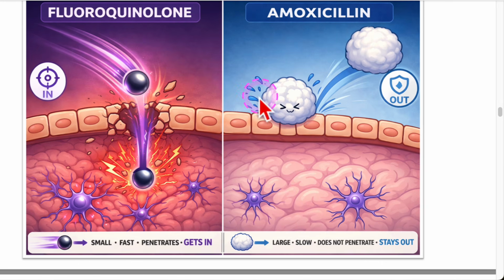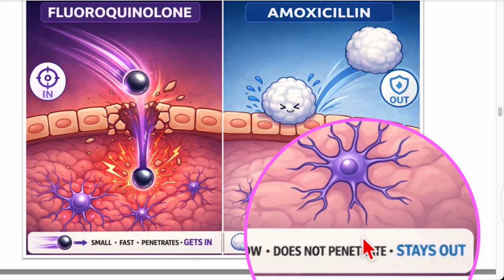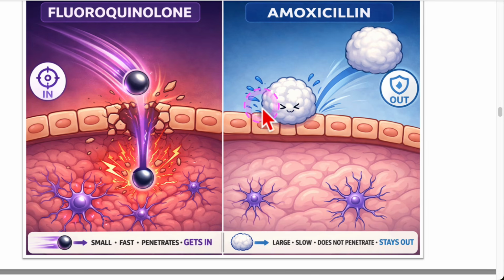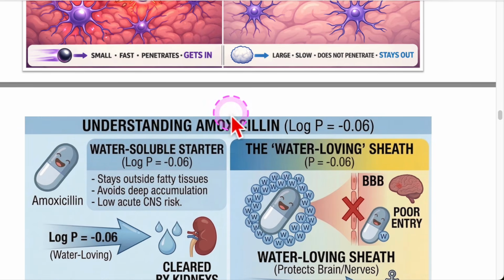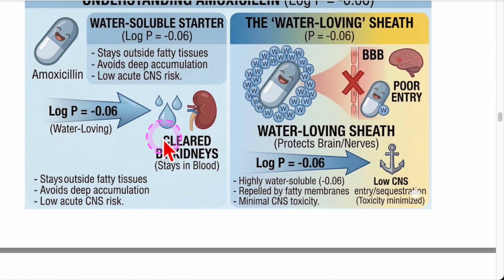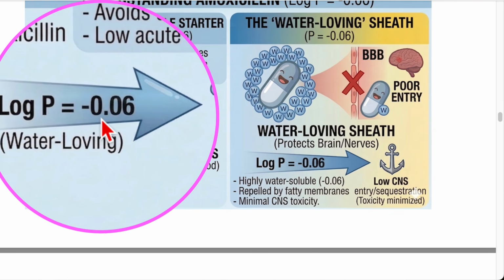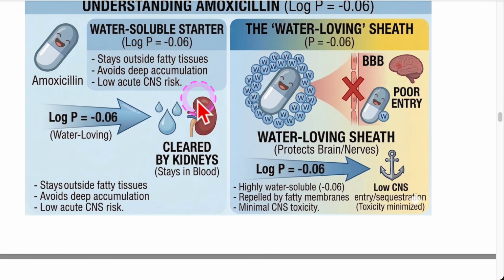It's kind of like a cotton ball. The cotton ball comes in and bounces off, and you are out, and your brain is saved. So they are large, slow, and do not penetrate, and it stays out. That's amoxicillin, which has a negative log P value. So they like water. Here's another example. Amoxicillin, same thing. You see this negative 0.06, negative. It loves water, so it's cleared by what? It's cleared by your kidneys. Stays outside the fatty tissue, avoids deep penetration, low risk for CNS toxicity.